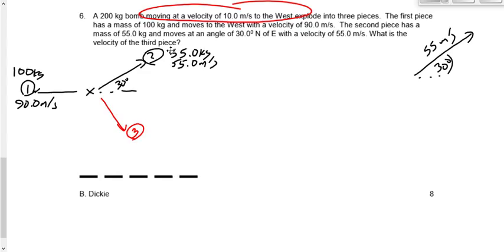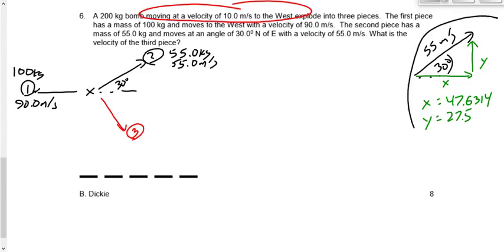Degrees there. I'm going to draw that green again, x and y. And when you do the trig there, x works out to be 47.6314, and y works out to be 27.5. I'm going to box it off. So it's the same as we always do, right?